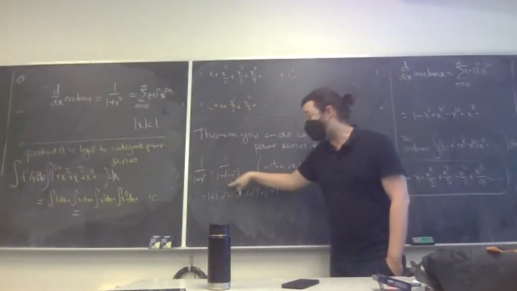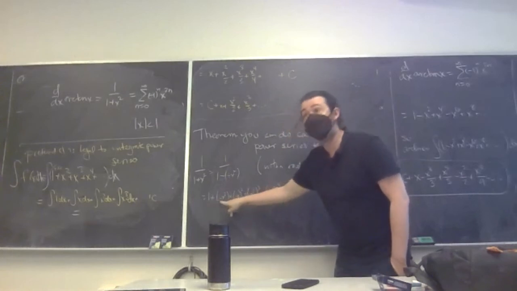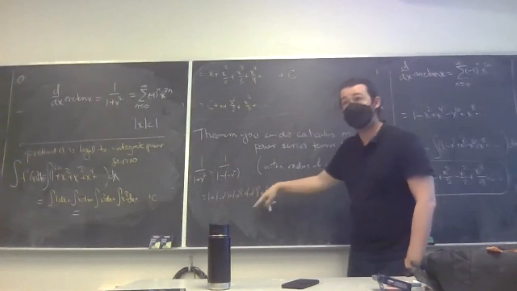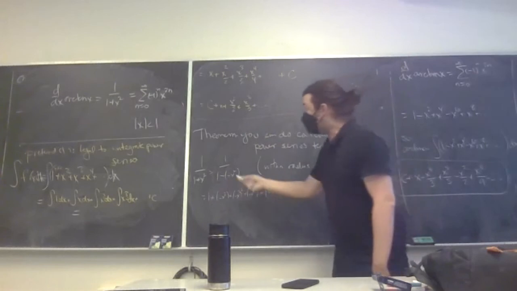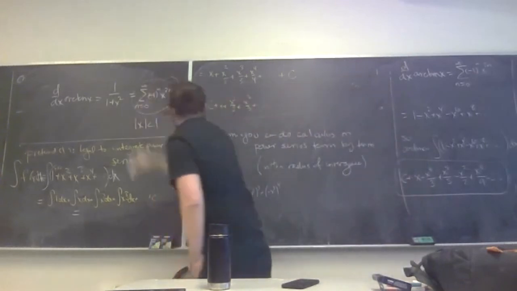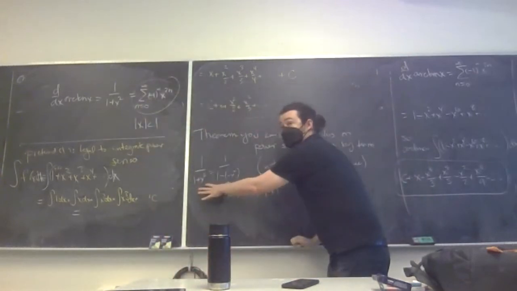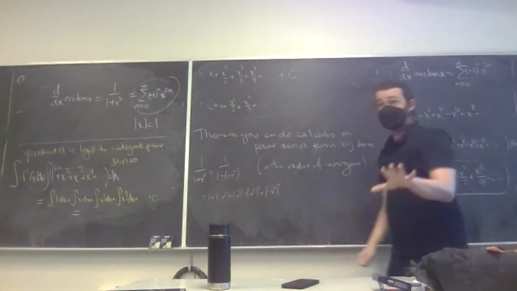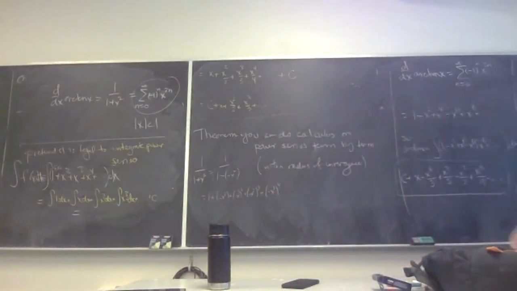1 over 1 minus anything is 1 plus the anything plus the anything squared plus the anything cubed and so on. I see. So this series came out of this kind of substitution, where we're just using the series for 1 over 1 minus x. It's a very good question. It's easy to get lost in all the details that are going on here.